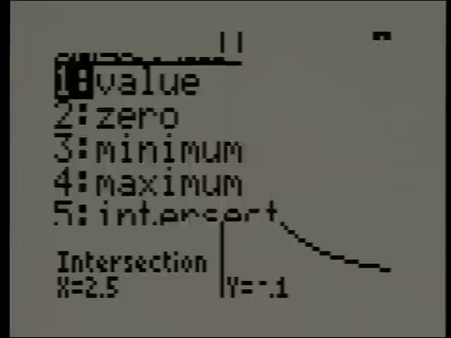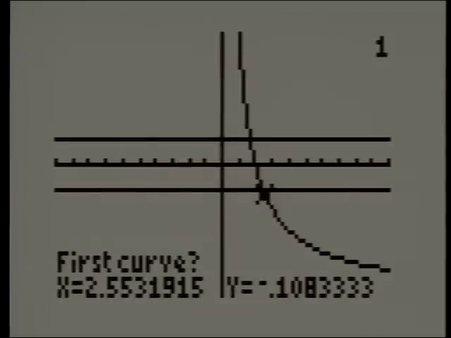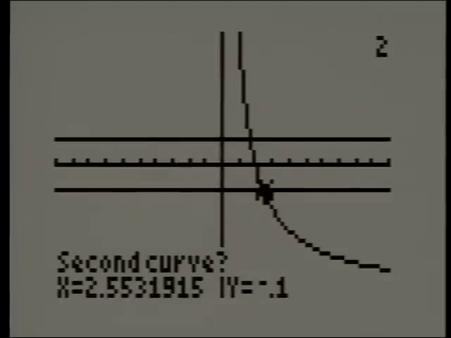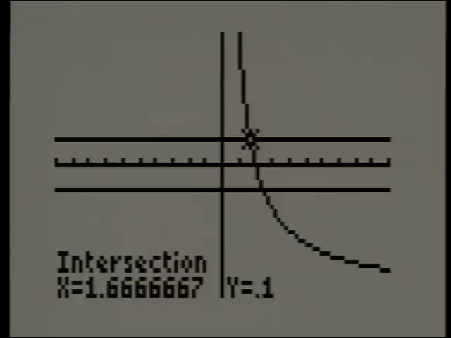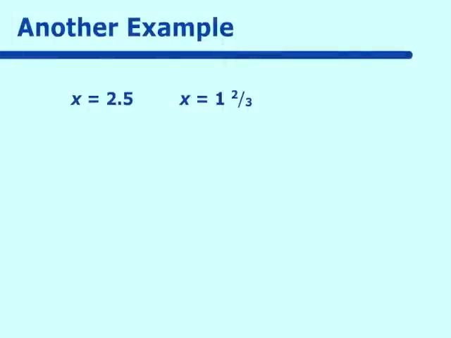Let's go get our next one. The next intersecting point is x is equal to 1 2/3. So we have these two intersecting points. And remember, x is between 1 2/3 and 2.5. But we want, for our delta, x minus 2. So that's 0.5 or 1/2, and that's negative 1/3. And remember, we pick the smallest one in absolute value size.